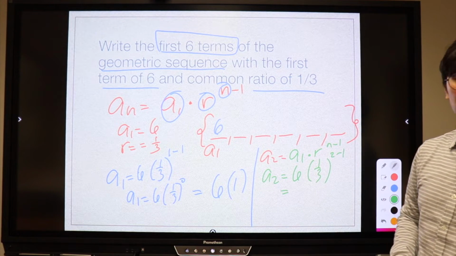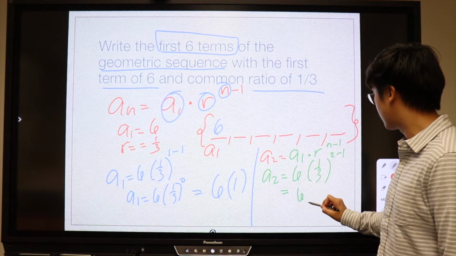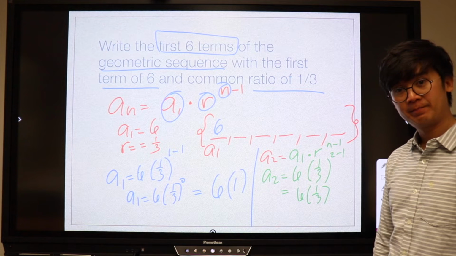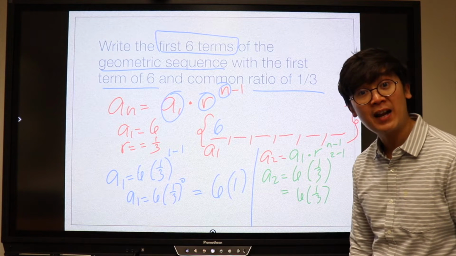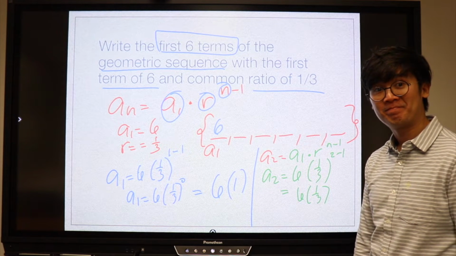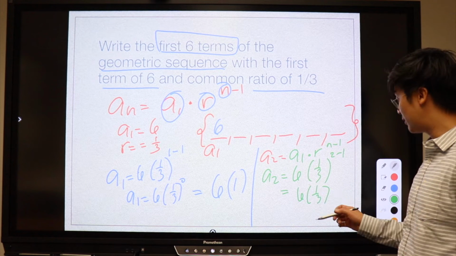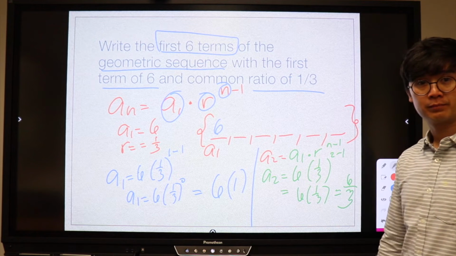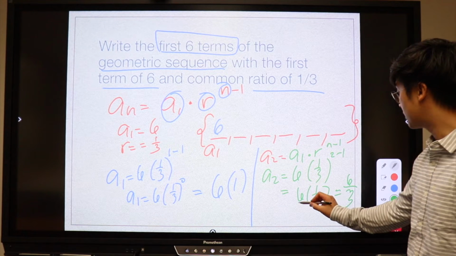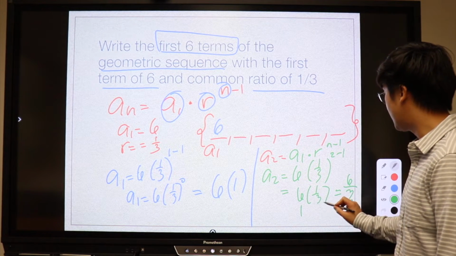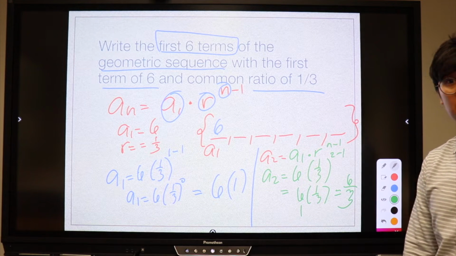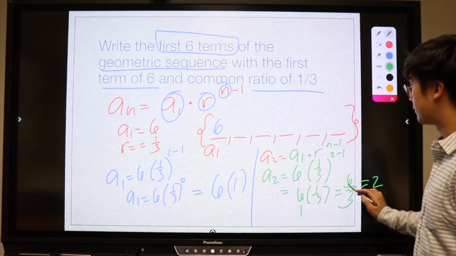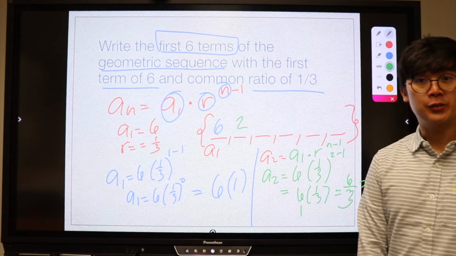Always work out the exponent first. What's 2 minus 1? 1. And what is 6 times 1/3? You know how to multiply fractions. You just multiply across, because this will turn into 1. 6 times 1 is 6, 1 times 3 is 3, right? Can we simplify this fraction? 2. So the second term is 2.